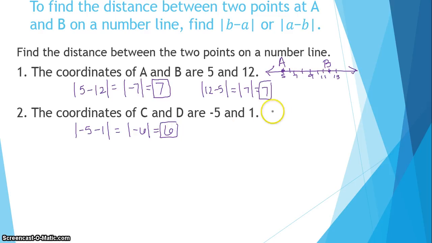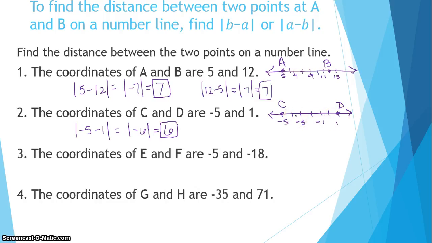And if we look at our number line, if I have negative 5, negative 4, negative 3, negative 2, negative 1, 0, 1, here is D, here is C. If you count that distance, they are 6 spaces away.